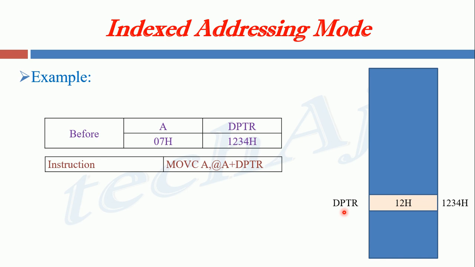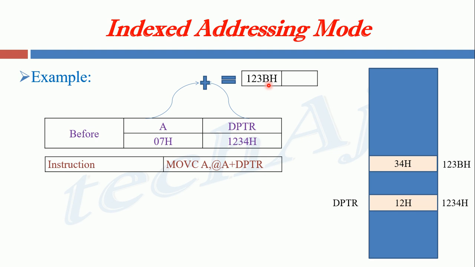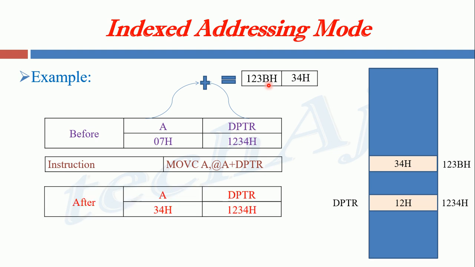Now, if we execute the instruction MOVC A, @A+DPTR, the microcontroller will perform the addition of accumulator and DPTR first. Whatever the result of this addition will be considered as an address, and from this new address the value will be copied into the accumulator. So suppose this new address is having the value 34H. This 34H value will be copied into the accumulator and we will get the value of accumulator as 34H.